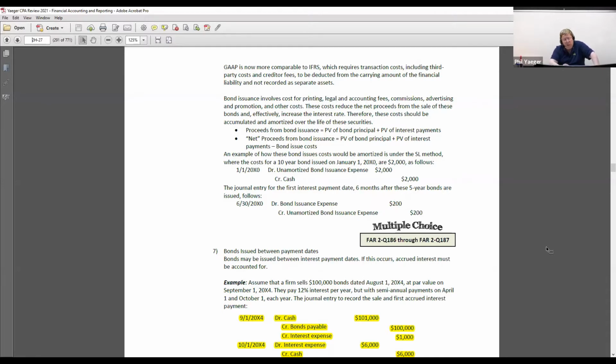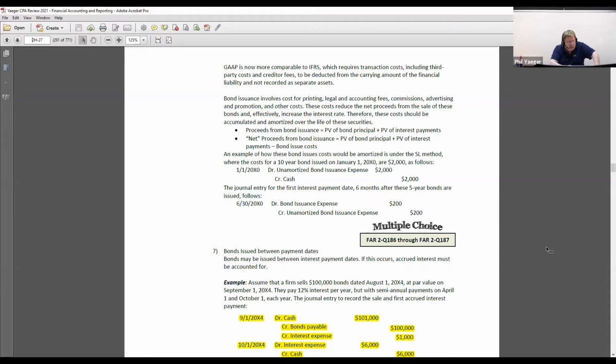60 months, minus the number of months between the date of the bond contract and the date they issued it. You see that? All right. So they're actually going to have 55 months that they'll amortize those issue costs over.